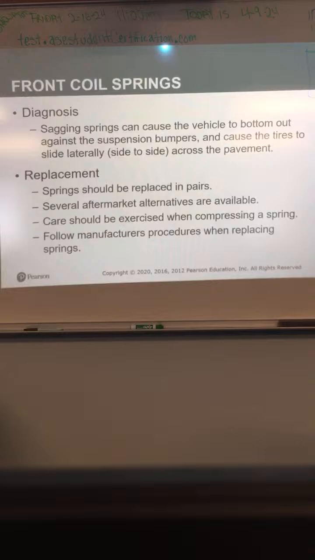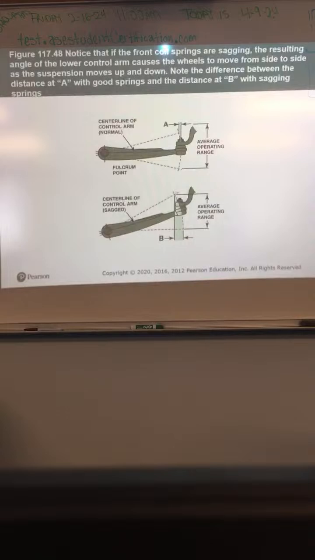Springs should always be replaced in pairs. Okay? Don't put one spring on it. Whether it's a leaf spring or coil spring, same with the struts. Don't put one on it. Change them in pairs, all right? Several aftermarket alternatives are available. Care should be exercised when compressing a spring, obviously. Follow whatever procedures you're supposed to when you change the spring.